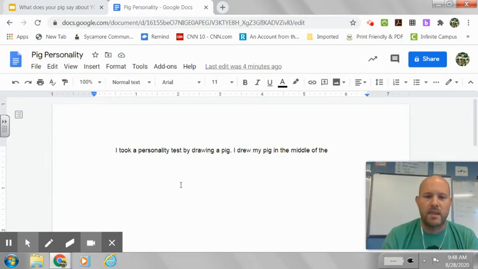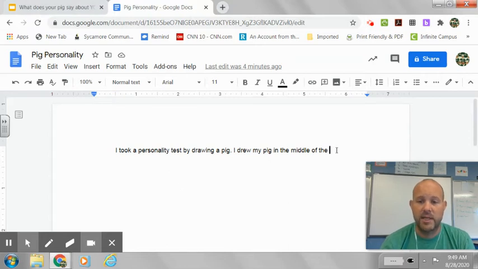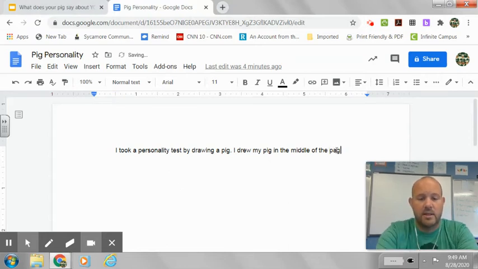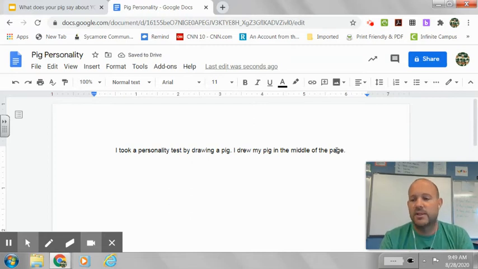So what we're going to do now is go to your Google Doc here. And it starts off by saying I took a pig personality test by drawing a pig. I drew my pig in the, and you're going to fill in the blank, whatever it is. So for this example, I'm going to say that I drew my pig in the middle of the page. Okay. If you drew it at the top, you would type in, I drew it at the top of the page. If you drew it at the bottom, you would write, or type, I drew it at the bottom of the page.